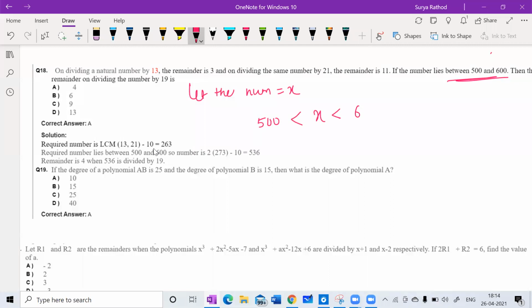500 and 600. Okay. Are you getting my point? Yes or no? Yes, sir. Let us create some space here and solve this. Okay.